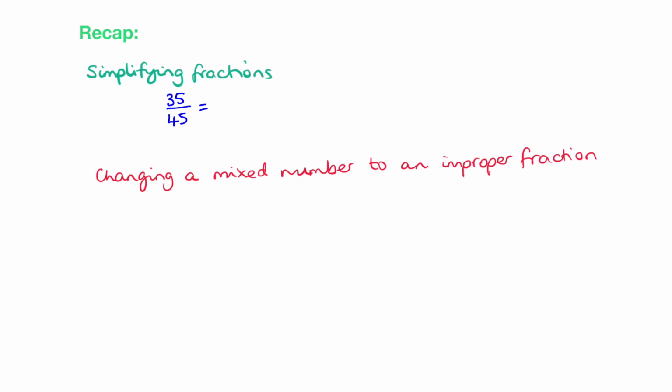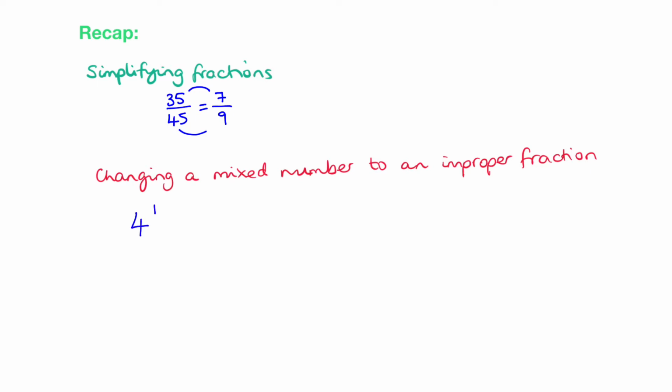So if we divide 35 by 5, we get 7. And if we divide 45 by 5, we get 9. So that's that fraction simplified. 35 over 45 is the same as 7 over 9. And a little bit later on in this lesson, we're going to need to practice our simplifying fractions again. So the next thing that we looked at last lesson was changing a mixed number into an improper fraction.